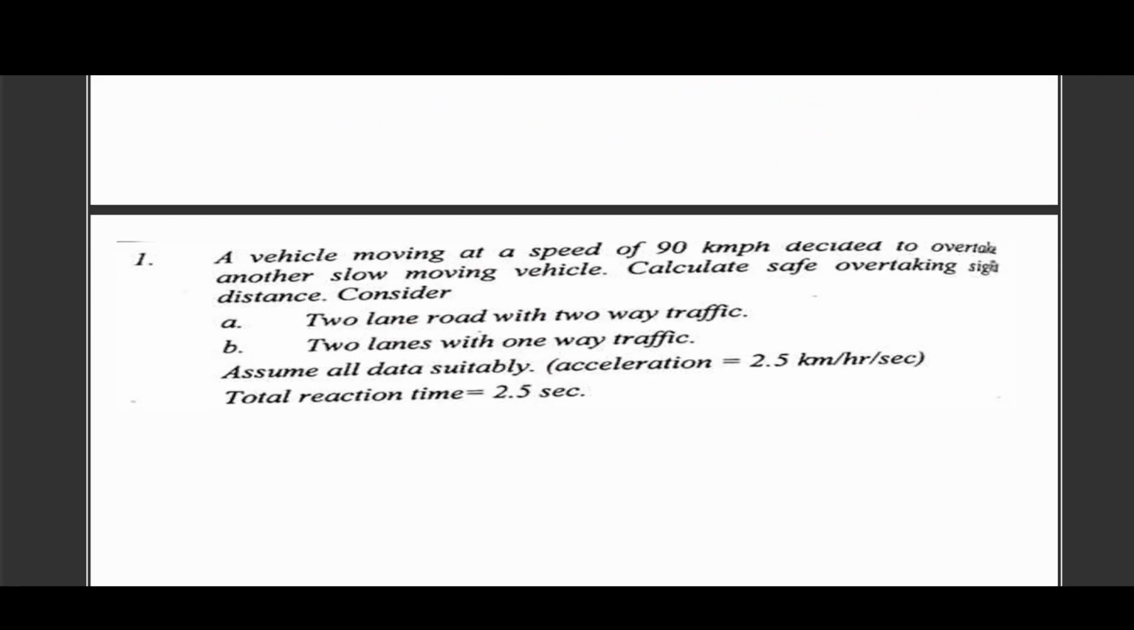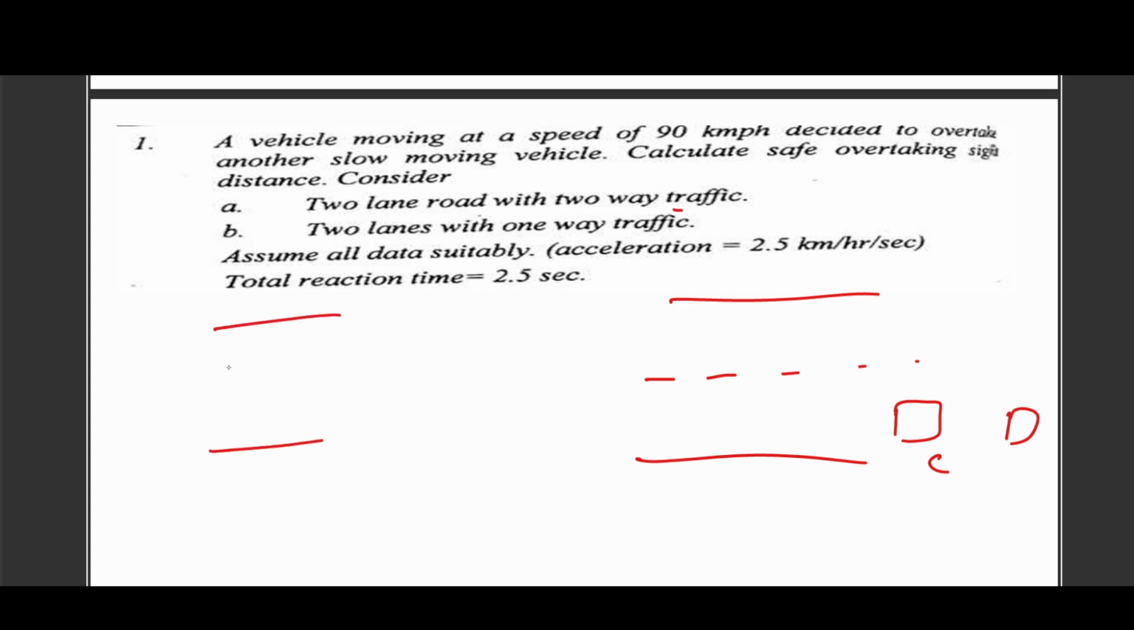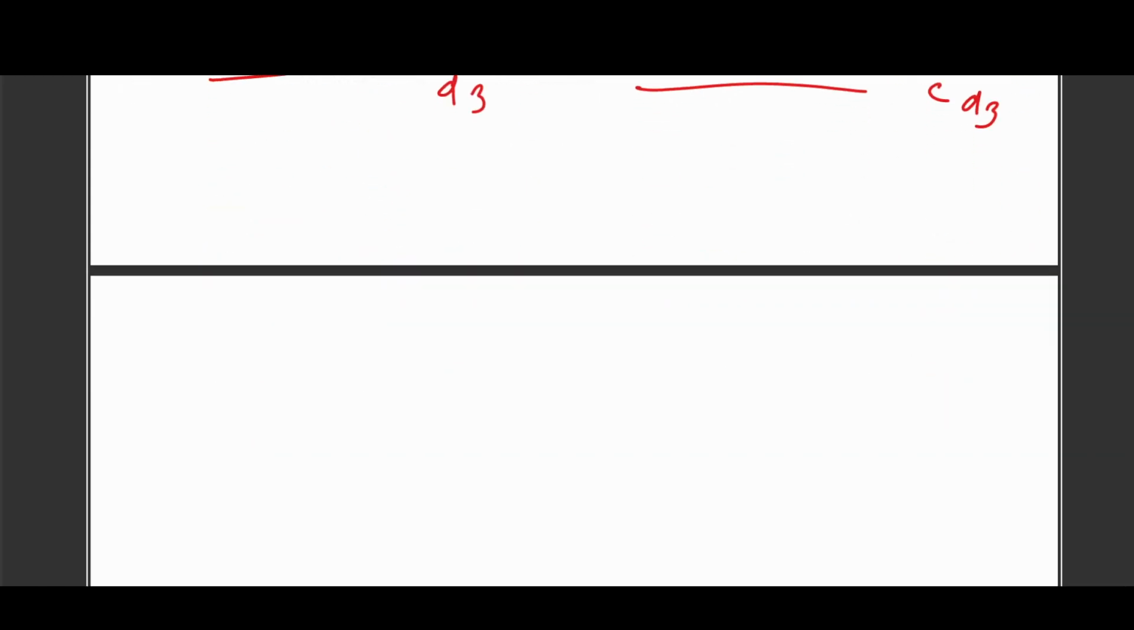Okay, so the next question: a vehicle moving at a speed of 90 km per hour decides to overtake another slow moving vehicle. Calculate the safe overtaking sight distance, considering a two-lane road with two-way traffic. Two-way traffic means a vehicle will be coming in the opposite direction as well, the C vehicle will be there. And in the second case, two-lane with one-way traffic. One-way traffic means both vehicles are moving in the same direction, so there is no C vehicle and there will be no d3.